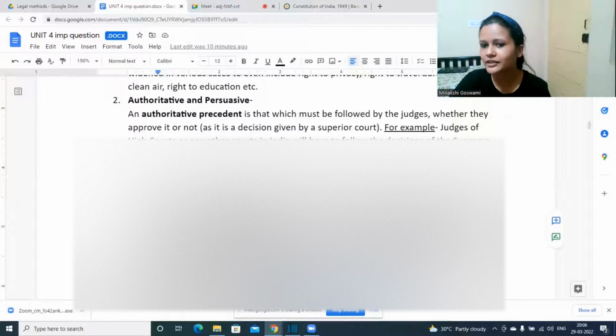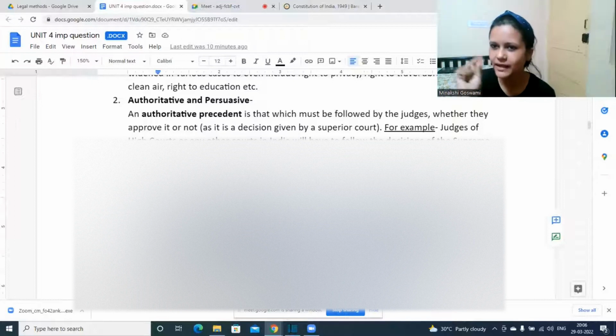But what is conditional authoritative precedent? That means it is otherwise authoritative precedent only, but there is a condition. If the condition is followed, it would be authoritative. If not, it will not. These are usually binding. However, the court can disregard them under certain circumstances. If some conditions are satisfied, you can ignore this decision also.